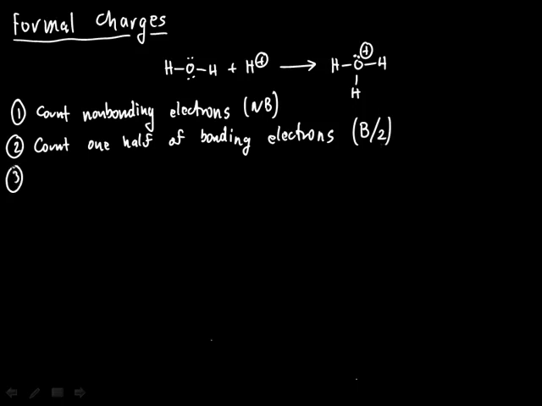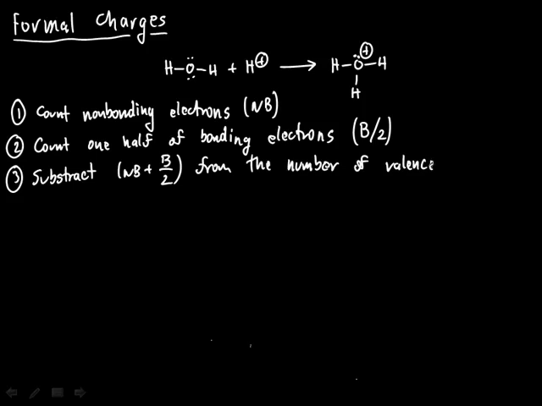And finally, we will subtract the sum of the two numbers we just got. So subtract NB plus B/2 from the number of valence electrons. And we'll label this number as V. So this will now yield the formal charge on an atom. So formal charge equals V minus NB plus B/2. Let's look at how this applies to some relatively simple examples.